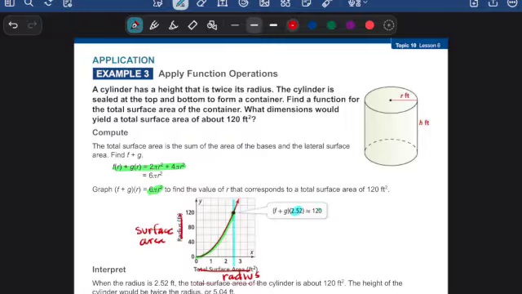Now, what about the height? How did we figure out the height? Well, remember, height is 2 times the radius. So then we just need to double that value, 2 times 2.52, and that will give us our approximate height of 5.04. So if the cylinder has a radius of 2.52 and a height of 5.04, if we plug those into our formula here, 6 pi r squared, it would give us approximately 120 feet squared for our total surface area.